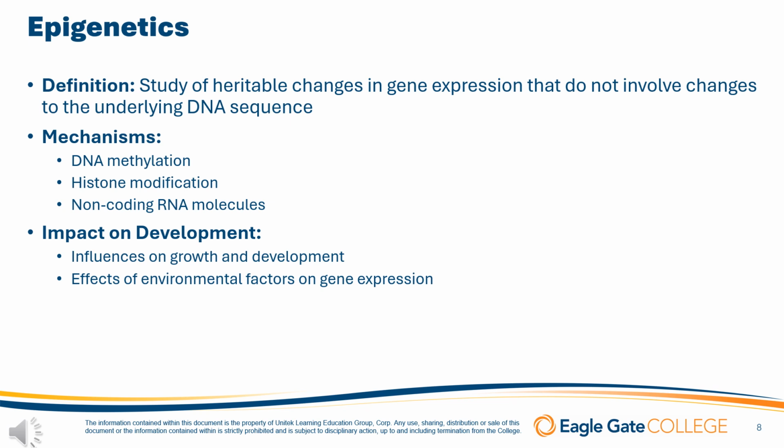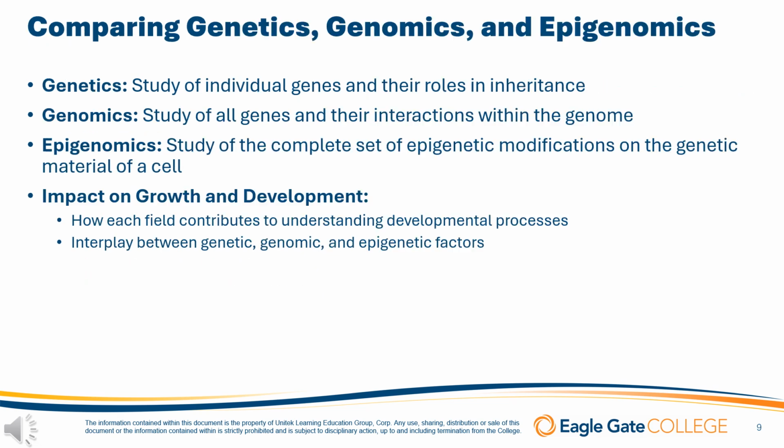So epigenetics involves studying heritable changes in gene expression that occur without any alterations to the underlying DNA sequence. Let's briefly compare genetics, genomics, and epigenomics. Genetics is the branch of biology that focuses on individual genes and their roles in inheritance. It involves studying how traits and characteristics are passed from parents to offspring through genes.